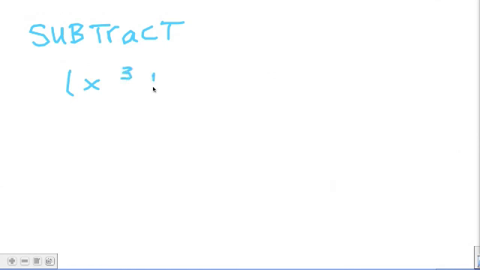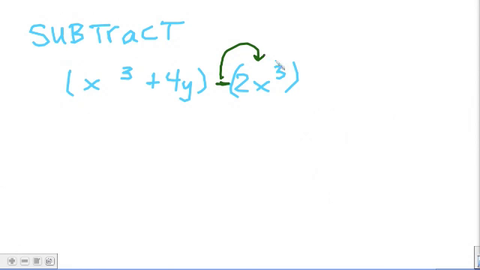All right, let's look at subtraction. So in this sense, we have x to the third plus 4y minus 2x to the third. And this is in parentheses, like this. All right. What does this mean? This means that this negative here makes this whole thing negative, okay? Which is obvious because there's only one thing in those parentheses anyways.